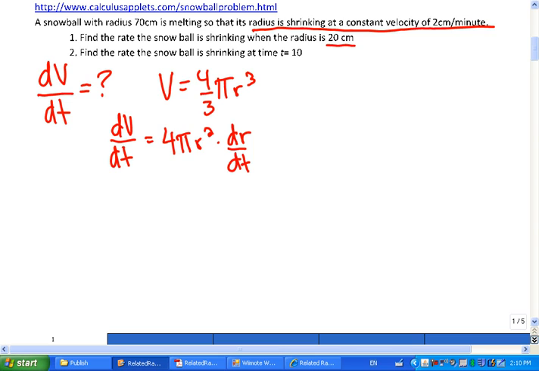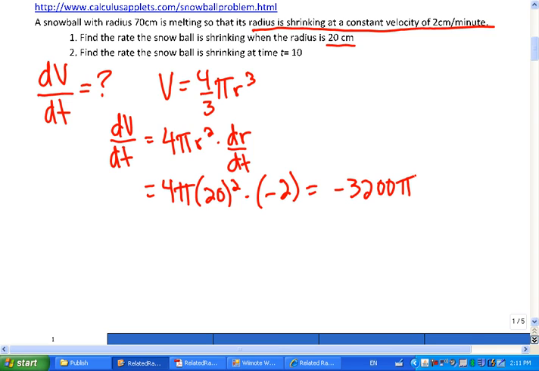If it's shrinking at 2 centimeters per minute, tell me something smart about that. Calculus smart. No one's feeling calculus smart? You have to be careful about this. Yeah, that's calculus smart right there. Nicely done. It has to be negative because the radius is shrinking. So if we do this, 4 pi and then 20 squared times negative 2, I believe that means we're going to get negative 3,200.